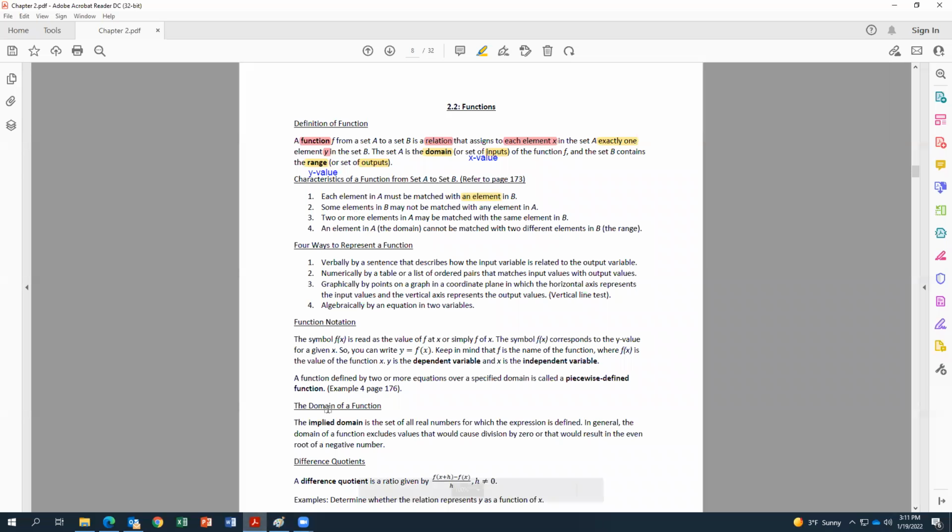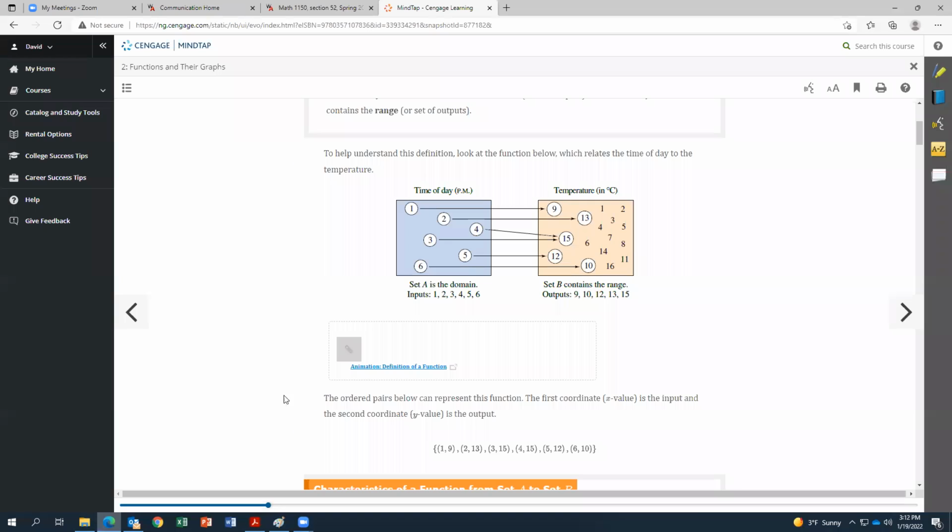The next thing is two or more elements of A can be matched with the same element in B. For example, in the picture you see here, 3 and 4 are both matched with 15, right? So this is fine. If you have multiple elements that share the same y value here, it is good.